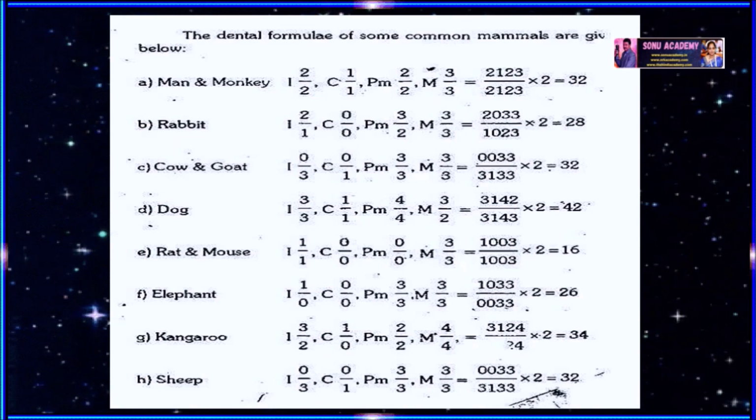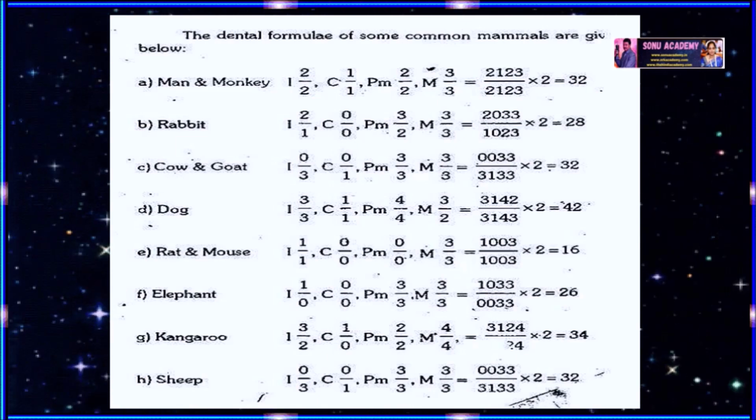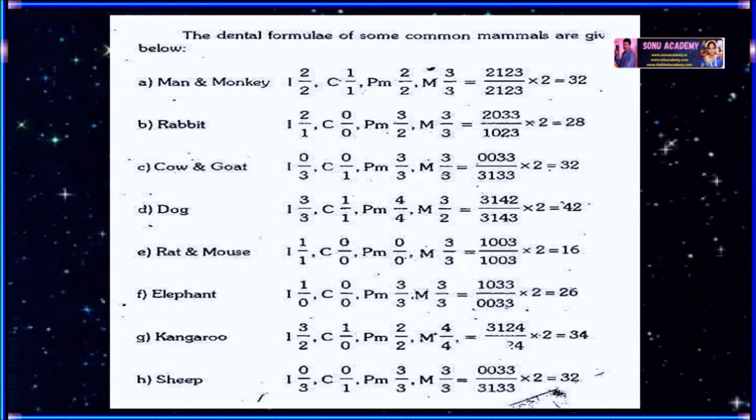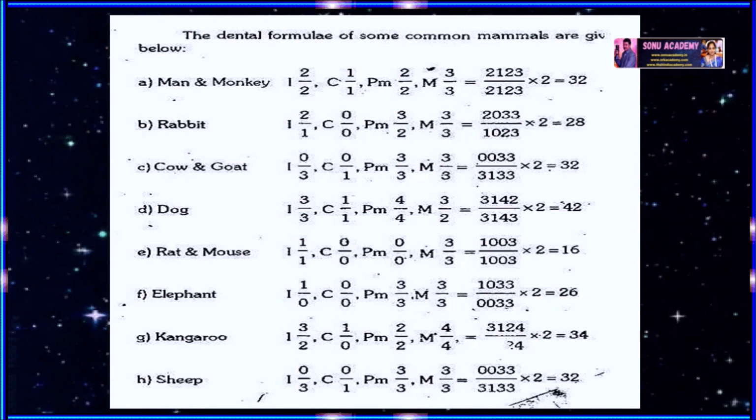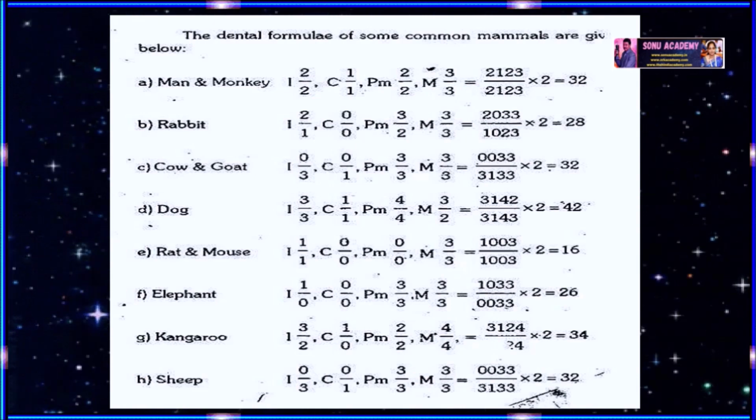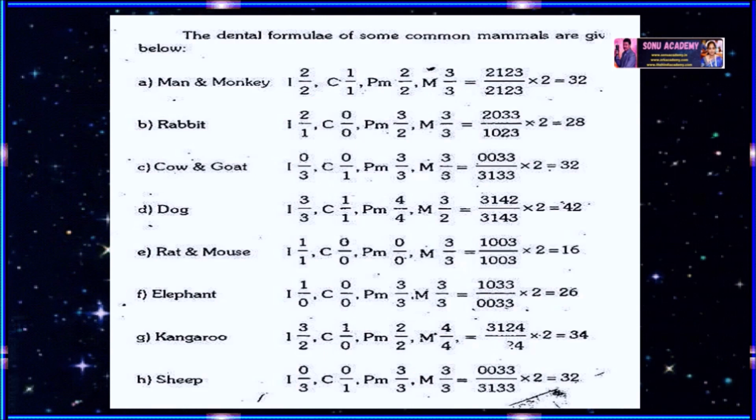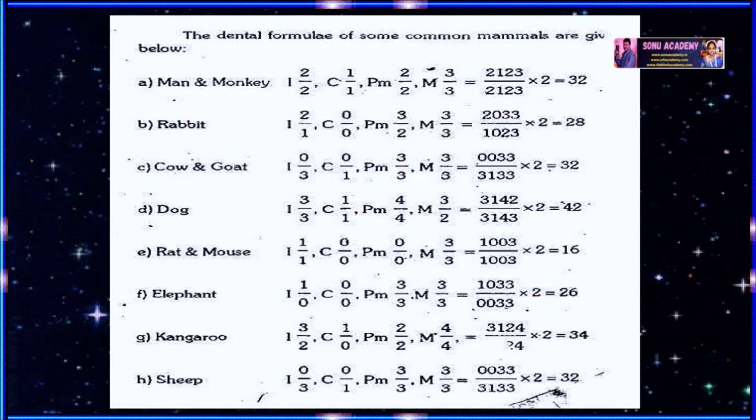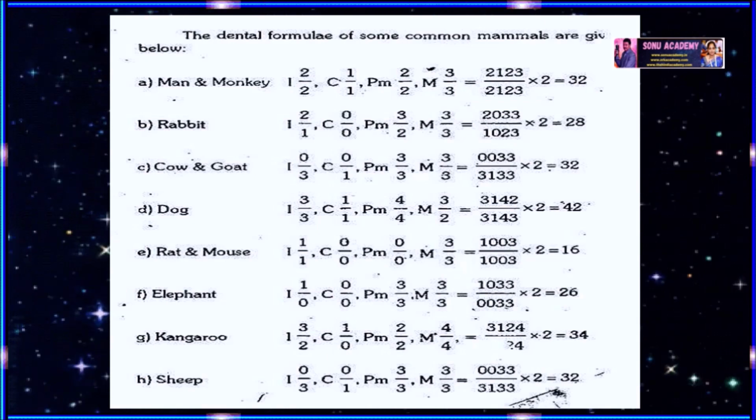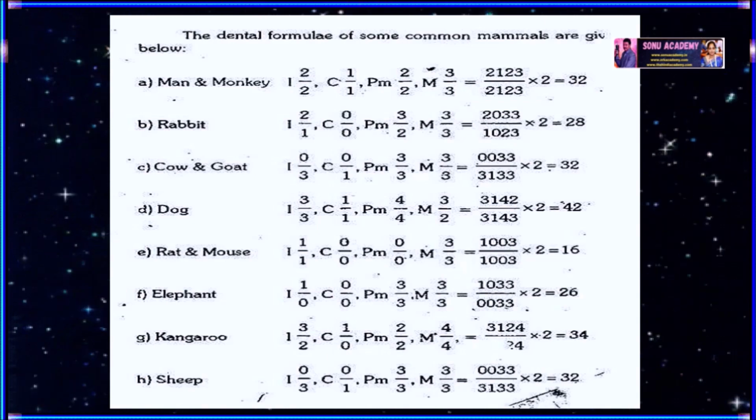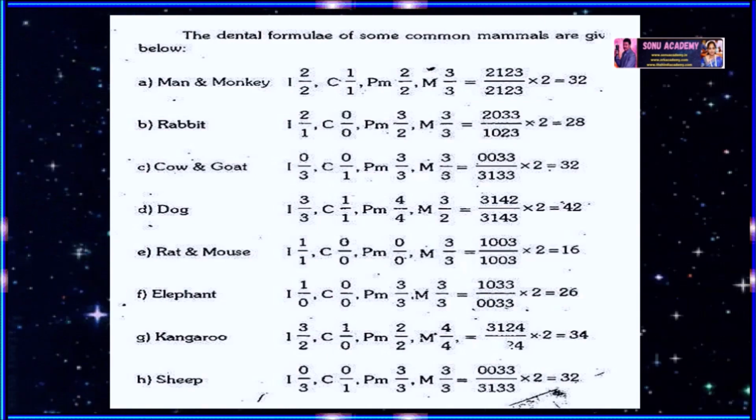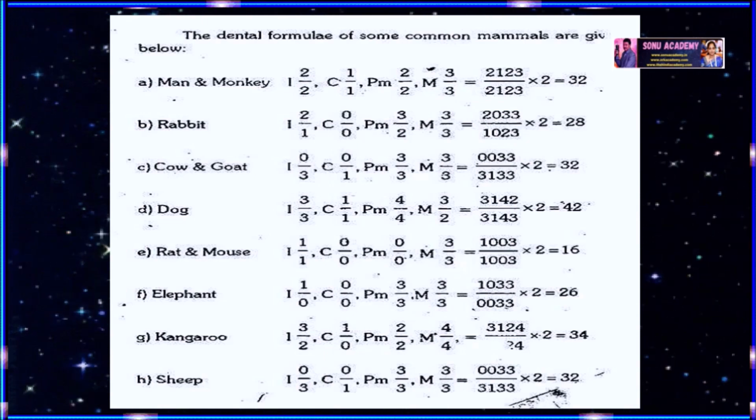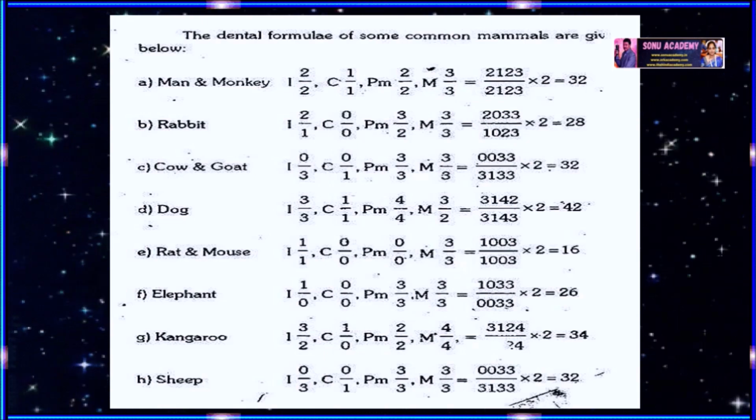Now let us discuss the dental formula of cow and goat. Cow and goat both have incisors 0 by 3, canines 0 by 1, premolars 3 by 3, molars 3 by 3. So the dental formula of cow and goat is 0033 by 3133 into 2, meaning 2 sets. So the total number of teeth is 32.